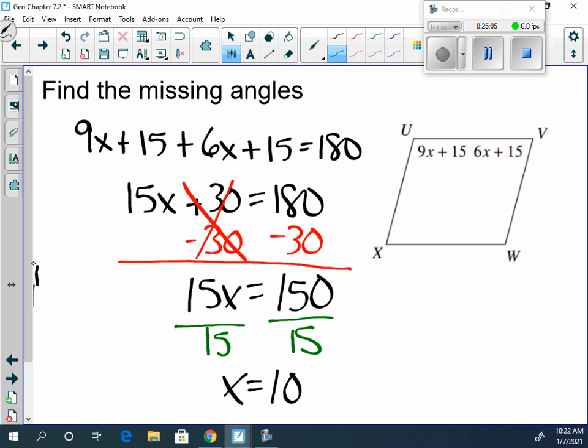Is that what it asked for? Yes, find the value of x. No, what it asked for is find the missing angle. So what do I need to do? We need to plug it back in.